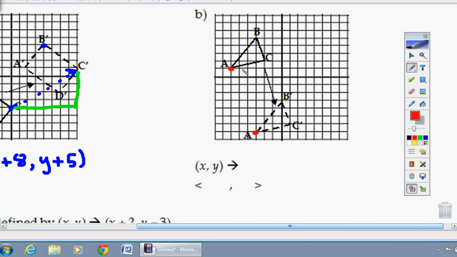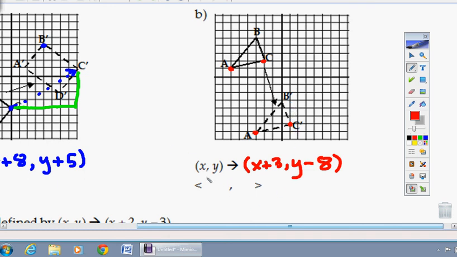Well, I have to go right, 1, 2, 3, and I go down, 1, 2, 3, 4, 5, 6, 7, 8. So if I'm writing this in coordinate notation, I would say xy maps to x plus 3. And then I went down 8, so it's not y plus 8, it's y minus 8. And again, double check that with another vertex. So let's check it with vertex C. So I'm going to go right, 1, 2, 3, and then down 1, 2, 3, 4, 5, 6, 7, 8.